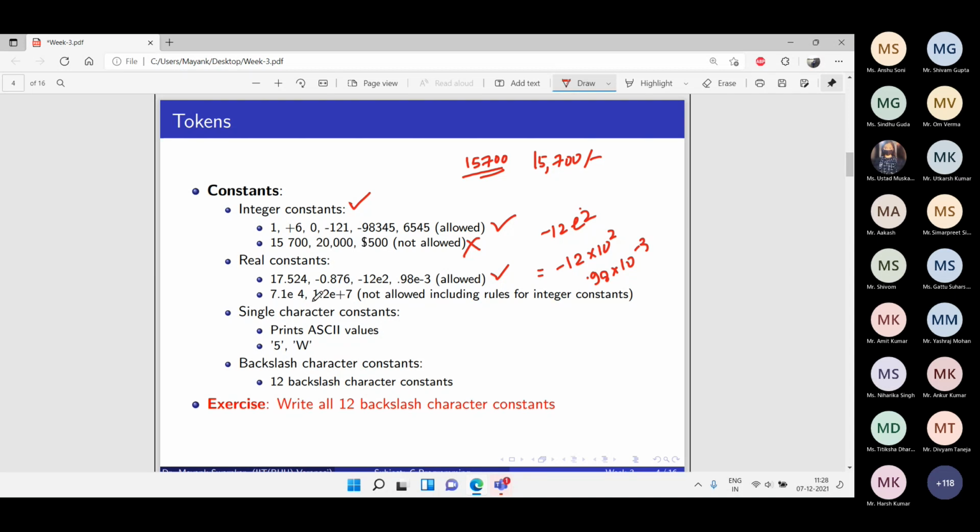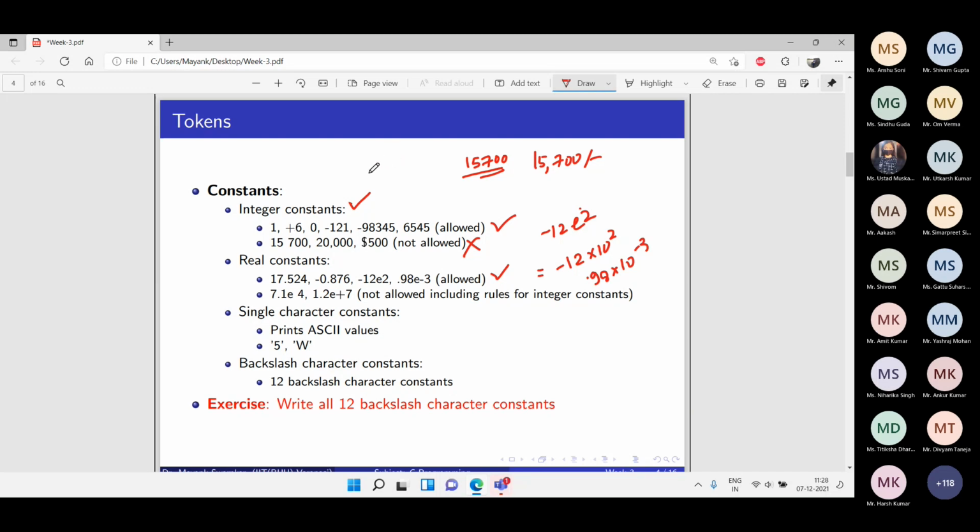7.1 E space 4. Space should not be there, otherwise this won't be considered a real constant. It is a compilation error. 1.2 E plus 7: if the power is positive, don't write the plus. 1.2 E7 means 1.2 into 10 to the power 7. You don't have to explicitly mention the plus sign, which is allowed in an integer constant. Okay, this is allowed, nobody usually does.